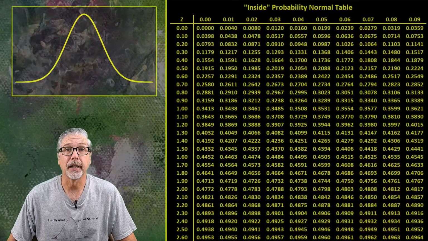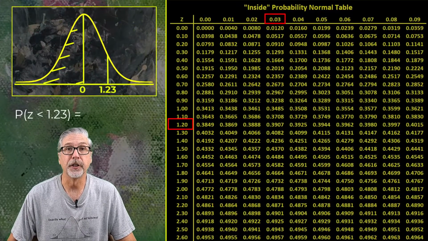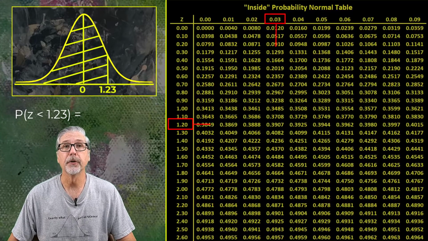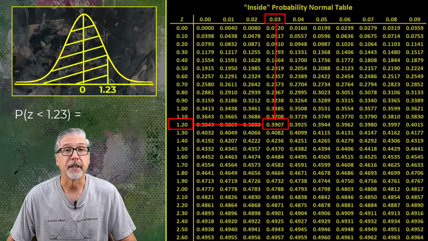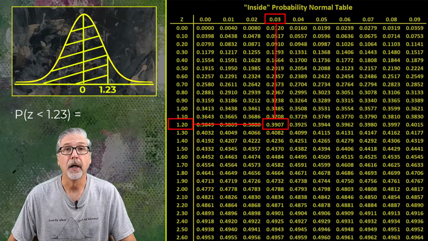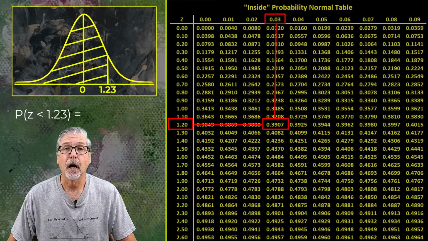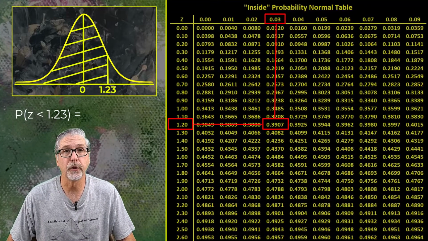The probability z is less than 1.23. By finding the row and column that match up for the z-score of 1.23, we're going to see that the probability is given as 0.3907. Now remember, that's the probability between 0 and 1.23. If I want the probability z is less than, I also have to include the probability that's below the mean of 0, which we've already said is 0.5.